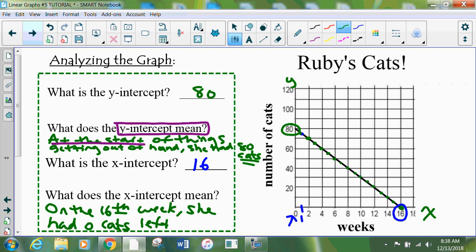So this is what we're doing in this section. We're looking at stories, we're going to be graphing them, and we're going to be analyzing the graphs, because that's a real life skill that we need to have. We need to be able to look at visual things like graphs and make sense of them.